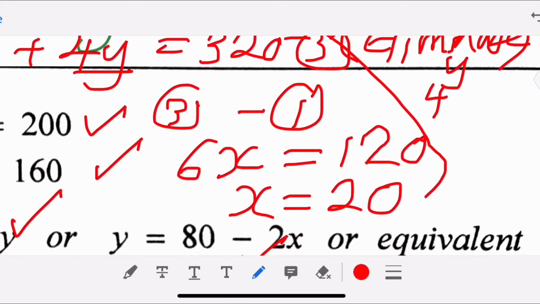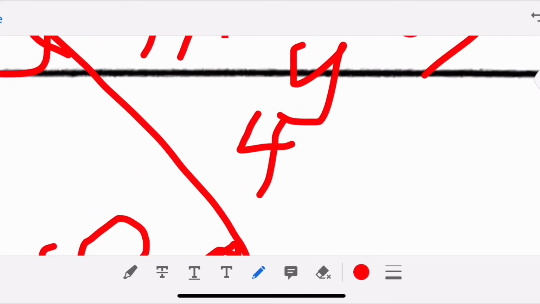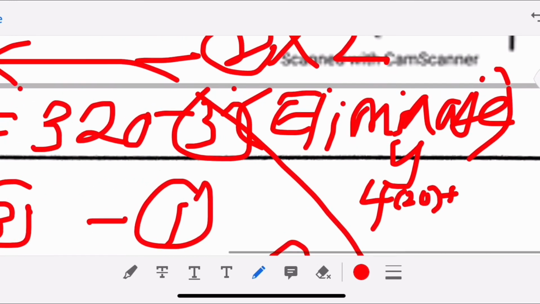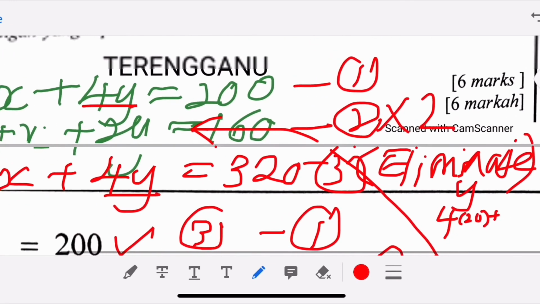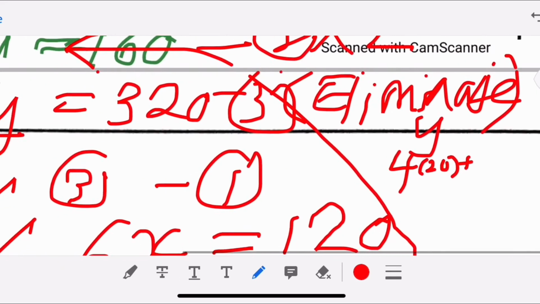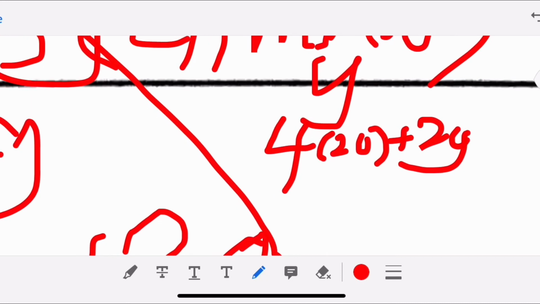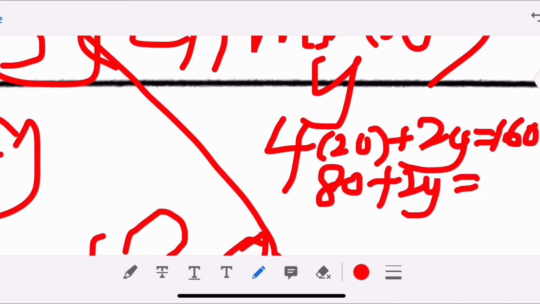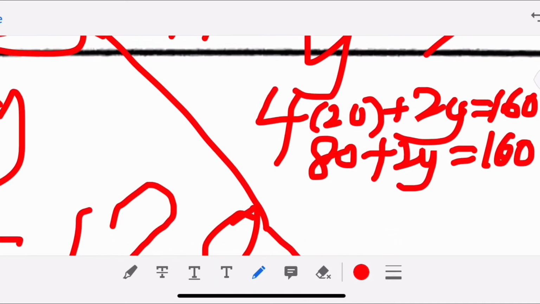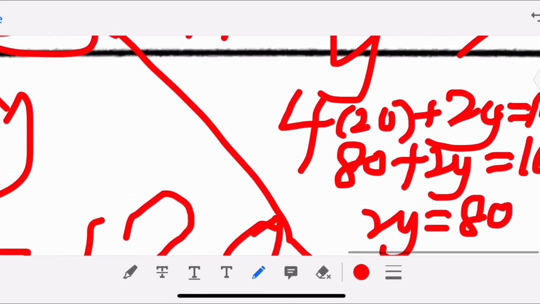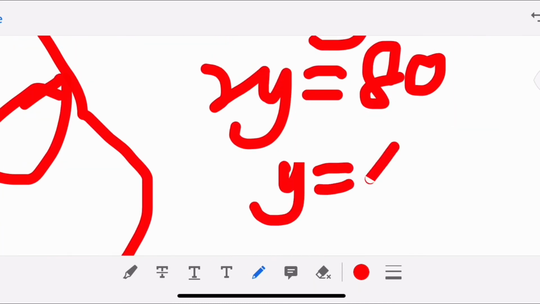Now I'm going to solve the y. I will substitute into an equation. You can choose any one you like, but make sure you substitute carefully. So I choose this one. I will take 4 times 20 plus 2y equal to 160, and then I will solve the y. 2y is 160 minus 80, so you get 80. So y is 80 divided by 2, which is 40.